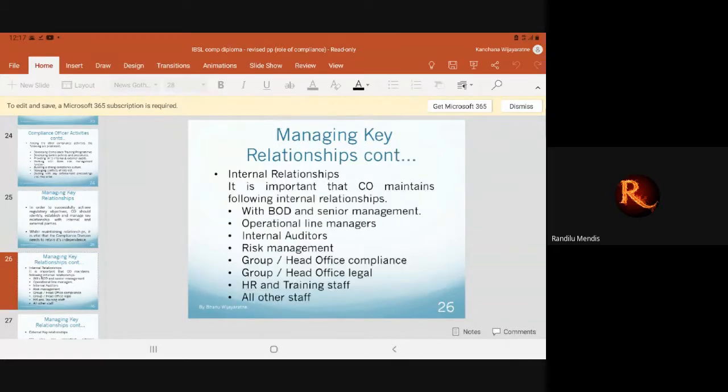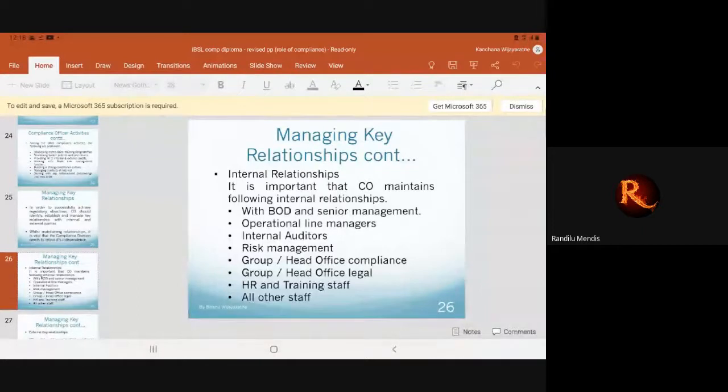Right? Okay. So the relationships are again classified into two segments: internal relationships and external relationships. When you talk about the internal relationships, your relationship with the board of directors, your relationship with your leadership team, the corporate management, the senior management, then your relationship with your line managers, maybe the product lines or the business verticals or the branch regions, the branch network, the operation line managers. You have to maintain a good relationship with the internal auditors. You extremely have to maintain a good relationship with your risk division, risk management, right?